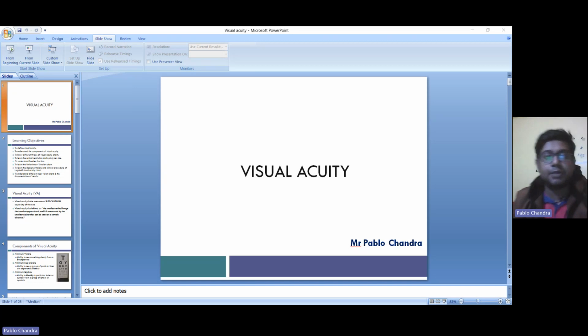So what is minimum visible? The ability to see something clearly from a background is normally known as minimum visible. So what is minimum separable? Minimum separable means the ability to see a group of points or lines as separated and distinct.